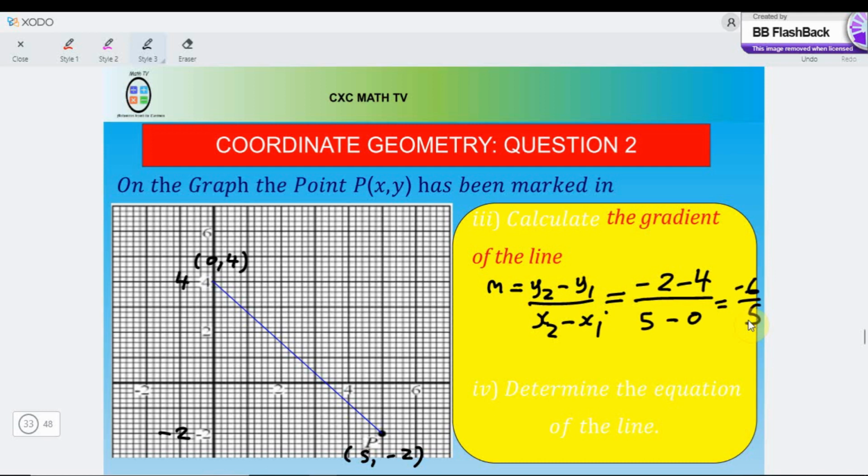That is negative 6 over 5. That's the gradient. So the equation of the line is y is equal to the gradient. Remember, y equals mx plus c. So this is y equals negative 6 over 5 x plus c, and c is 4. The y-intercept is 4. That's it. Easy, easy, easy. Nice.